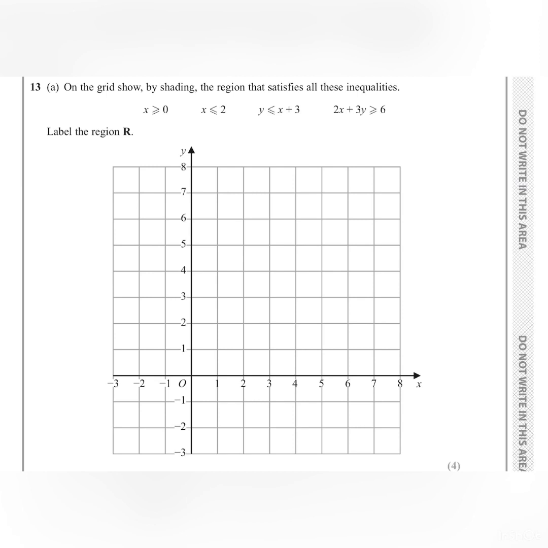Okay, question number 13 is inequalities and identifying the region that satisfies all these inequalities. Now the first one it says is x is bigger than or equal to 0, and then we got x is less than or equal to 2, and y is less than or equal to x plus 3, and 2x plus 3y is bigger than or equal to 6. So we have to draw all these lines on the graph and then identify the region which meets all these conditions. Well, the first two is fairly straightforward.